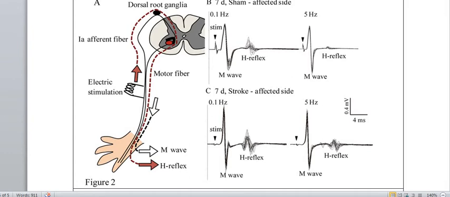Now we come to another very important thing. In this we have both sensory, spine and motor neuron.